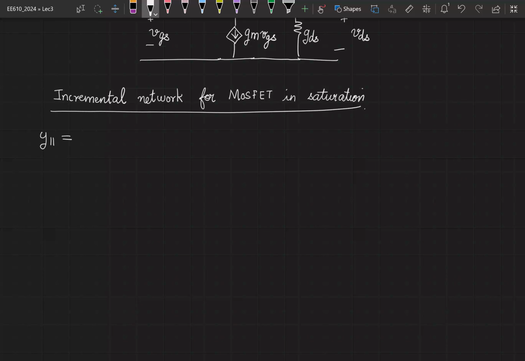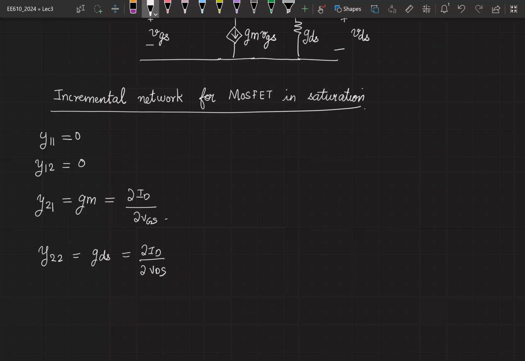What is Y11? 0. Y12? 0. Now Y21, which is the same as GM. This is dou ID by dou VGS. And Y22, which we call GDS, is dou ID by dou VDS. And the expression for the current is half mu n COX W by L into VGS minus VTH the whole square. So please take the derivative and tell me the answer.